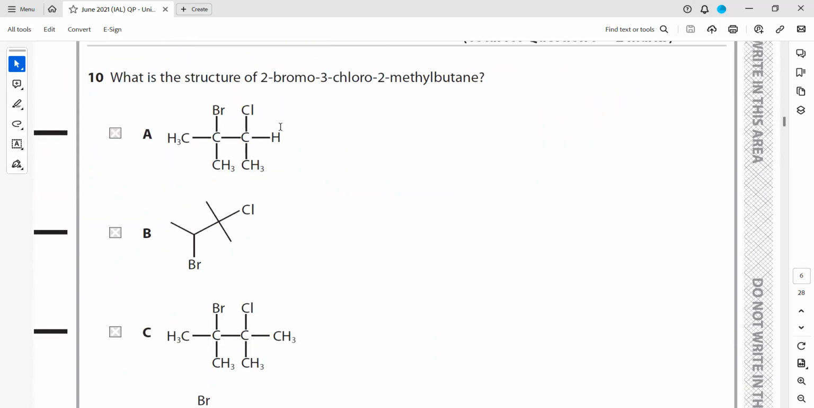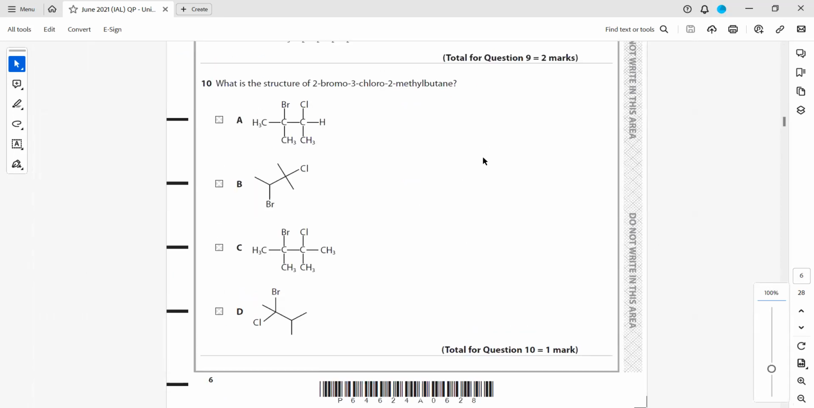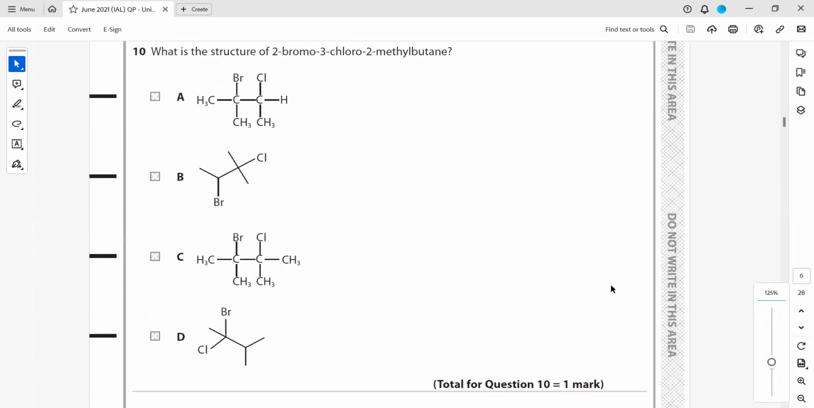What is the structure of 2-bromo-3-chloro-2-methylbutane? So we name each of them to identify. Whenever we name, we select the longest chain of carbon. Always the rule is to select the longest carbon chain. So we select, for example, 1, 2, 3, 4, and 1, 2, 3, 4. So this is the longest chain of carbon.